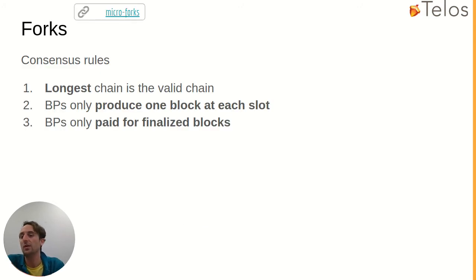So just to further understand what's going on in the network, we're going to have a look at a few common scenarios that do actually happen every day. So the consensus rules are basically: the longest chain is the most valid chain, so nodes will try to find the longest valid chain with the most consensus. BPs are only allowed to produce one block at each slot, and they only get paid for blocks that are finalized, that come to the 15 out of 21 consensus.